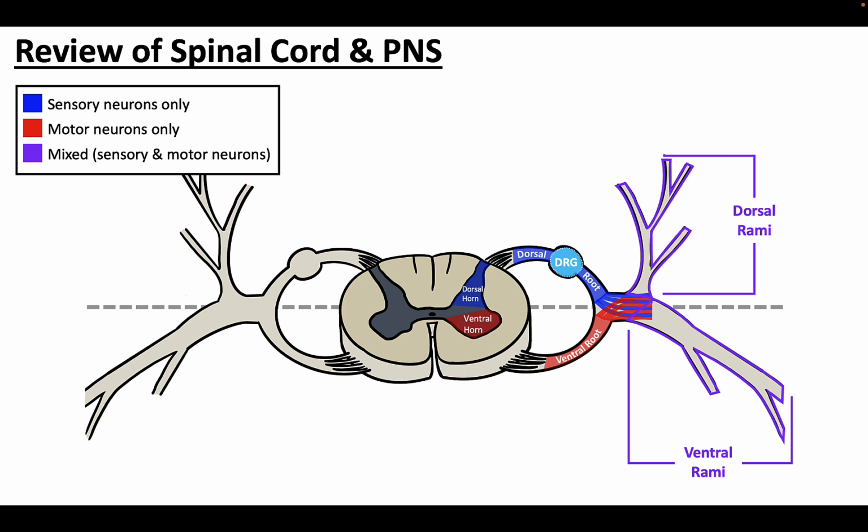Never forget that the roots of the brachial plexus aren't the same thing as dorsal and ventral spinal roots. Brachial plexus roots are just ventral rami. So C5, C6, C7, C8, and T1 are our ventral rami, aka our roots of our brachial plexus.